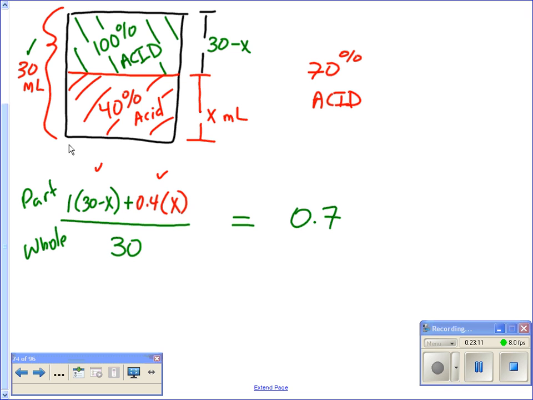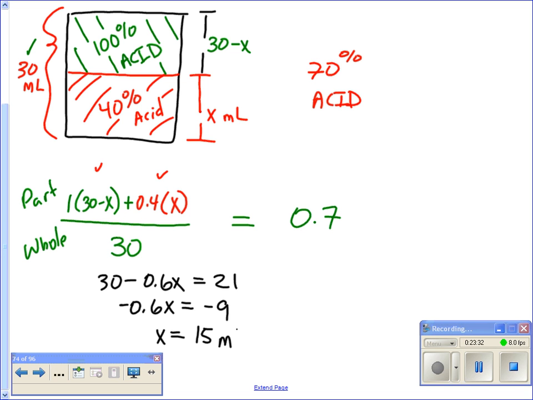So that's how we set up that equation. And now if we just simplify this, then we're going to end up with 30 minus 0.6x is equal to 21. All right, and continue to simplify that. We get negative 0.6x is equal to negative 9. And then X is going to be 15 milliliters. So we need to pour off 15 milliliters and add back 15 milliliters of 100% acid so that we have a 70% acid solution there.